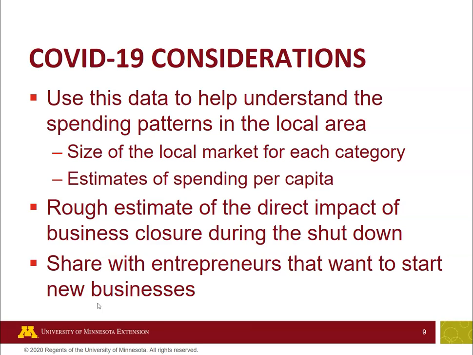On the more negative side, it can give us a rough estimate of the direct impact of business closure during the shutdown. Again, we can make a guess looking at the per capita, or looking at the sales numbers from the Department of Revenue about retail spending. The best numbers were from 2017, and hopefully those newer numbers will be released soon, most likely 2018 numbers. That can help us understand how much money was being lost during the shutdown period and in which categories.